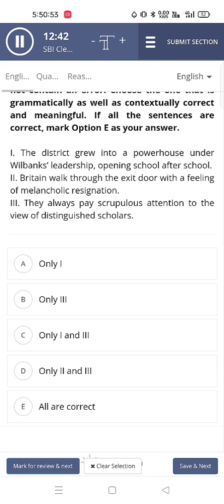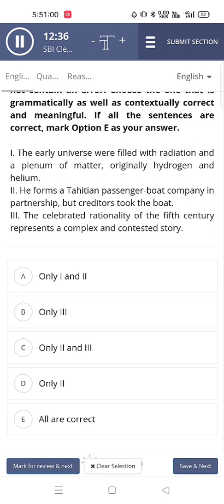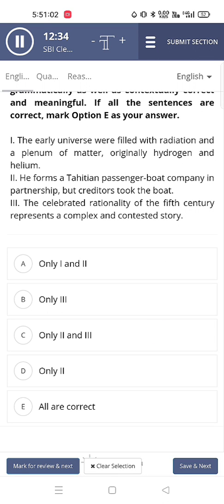But I have doubt in second. Britain walked through the exit door. I will mark first and third. The early universe was filled with radiation. Then second, he forms a Tahitian passenger boat company in partnership, but creditors took the boat. So here is error in second because he formed should be there.